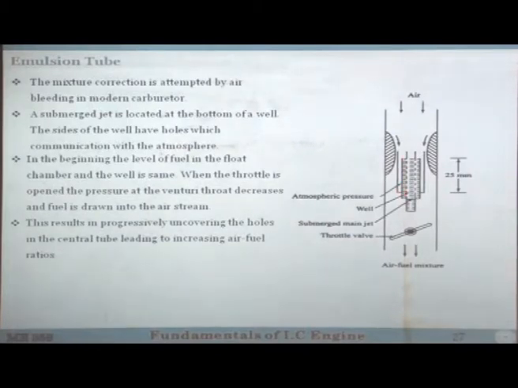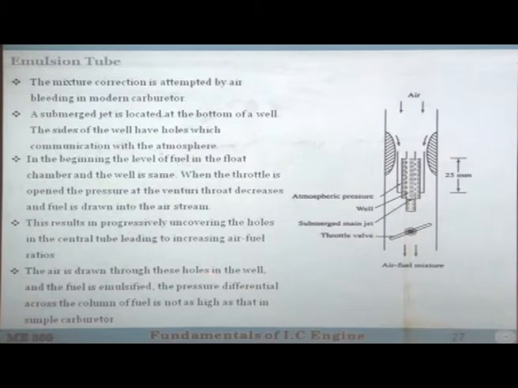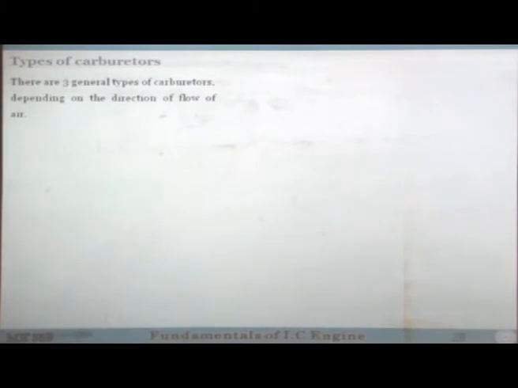and when the air comes in, what happens? The fuel will start evaporating. So, this well will get dried up, okay. So, when the throttle is opened, the pressure in the venturi throat decreases and the fuel is drawn into the airstream. This results in progressive uncovering of the holes. So, as the fuel is drying up, it will lead to uncovering of these holes and leading to increasing air fuel ratios. So, the air is drawn through these holes in the well and the fuel is emulsified. The pressure differential across the column of the fuel is not as high as that of the carburetor, okay.